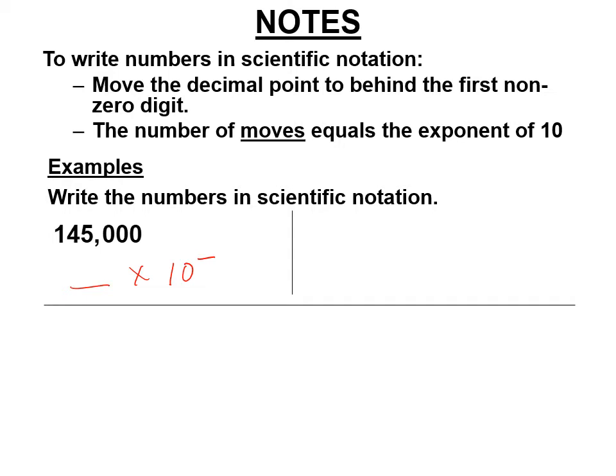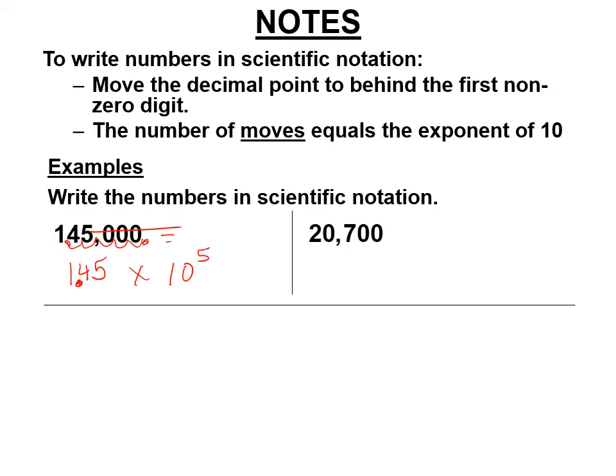So now what you do is you get rid of the zeros, you write the numbers that are not zeros, and you put the decimal right after the first digit, so it's 1.45. Then you count from the end how many times you moved the decimal. 1, 2, 3, 4, 5. And so this is 1.45 times 10 to the 5th. That's how you write 145,000 in scientific notation.